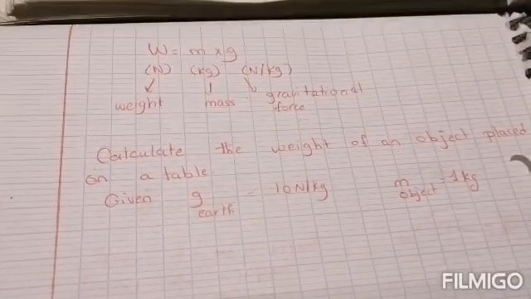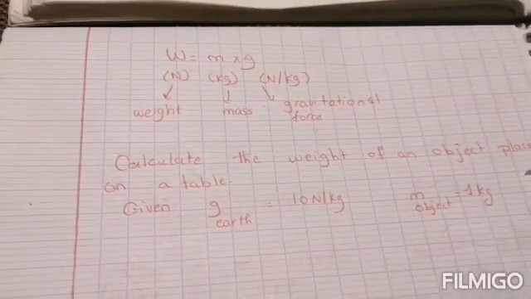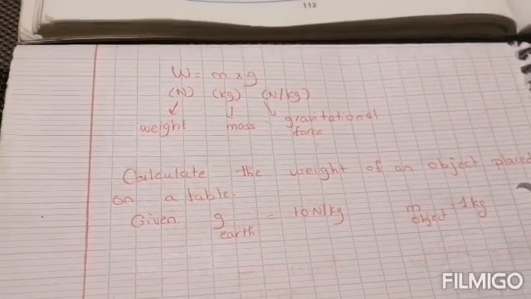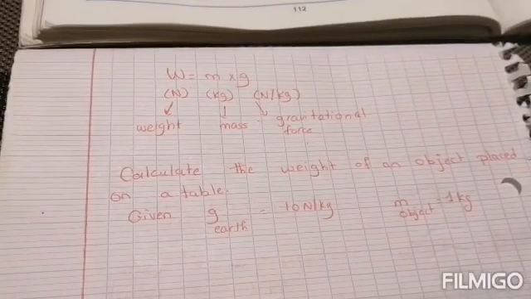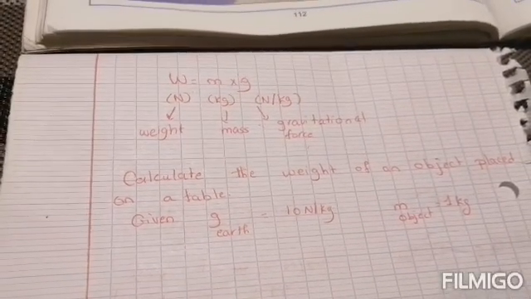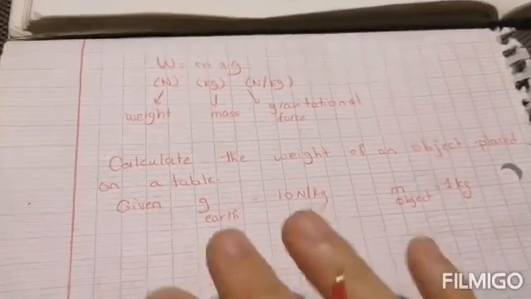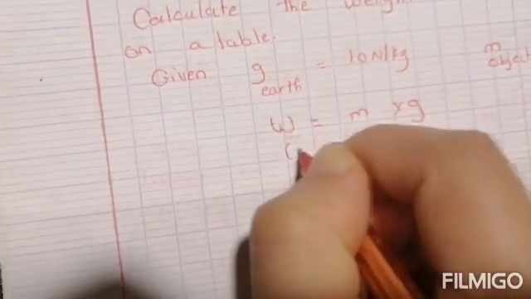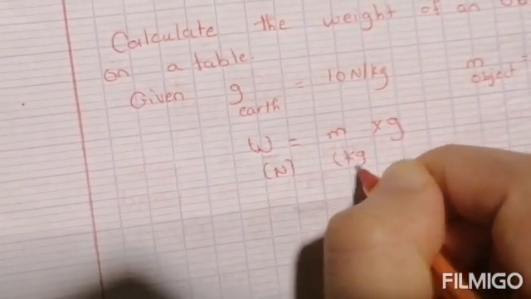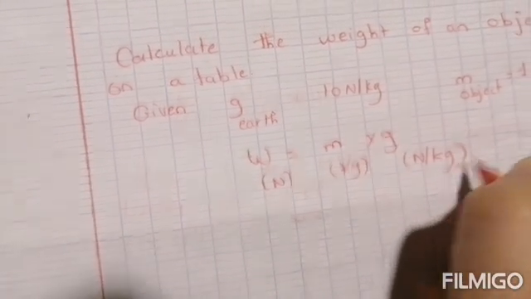Now I have this question: calculate the weight of an object placed on a table, of course on Earth. Given G, the gravitational force on Earth, is 10 Newton per kilogram, and the mass of the object is 1 kilogram. Be careful, the mass should always be in kilogram. You can use the formula only if the mass is in kilogram. Now we start writing the formula. Weight equals mass times gravity. I write the units: Newton, kilogram, Newton per kilogram.